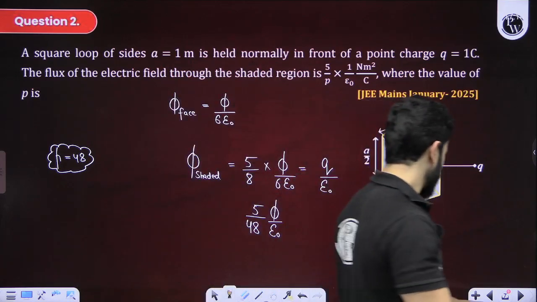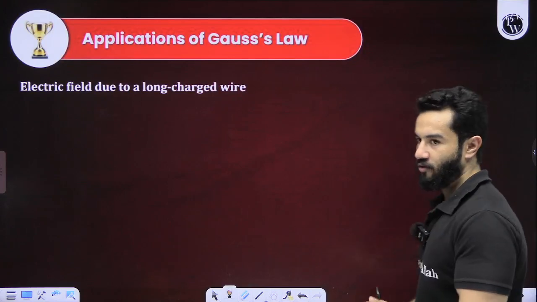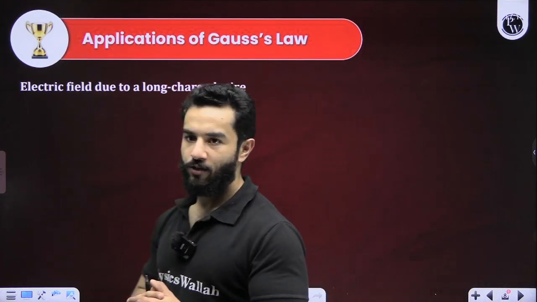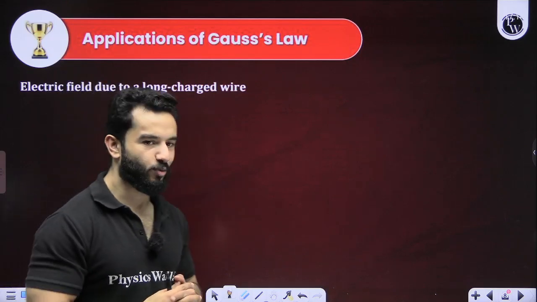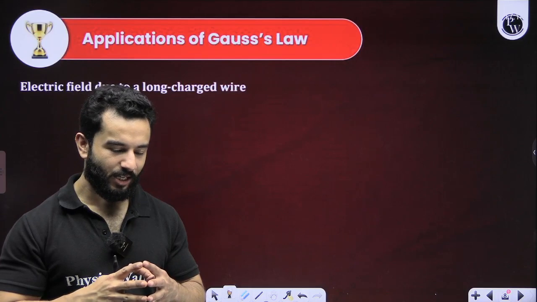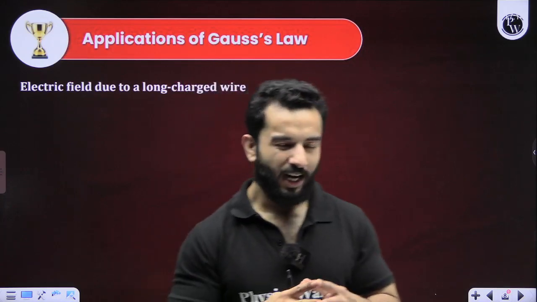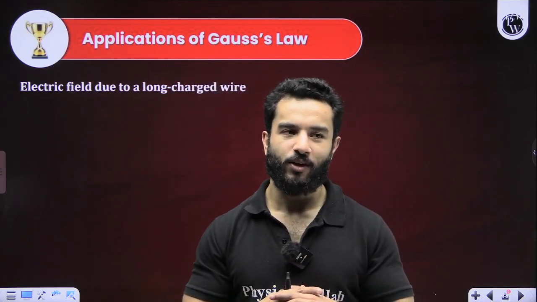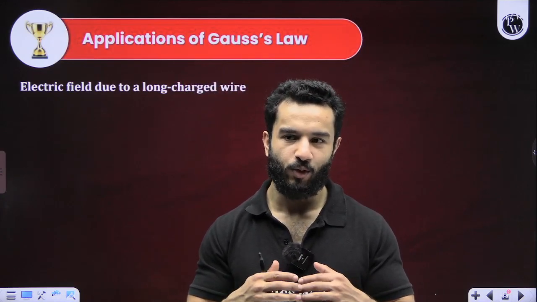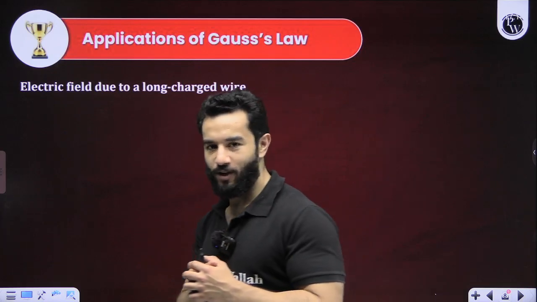Hopefully you have no doubt. Moving on, now let's talk about some of the applications of Gauss law. The first one is the long charged wire. I hope I have derived the formula of electric field. I don't think we have done it, right? We have derived the formula of electric field due to a ring. We could have also done the same thing for a line charge.